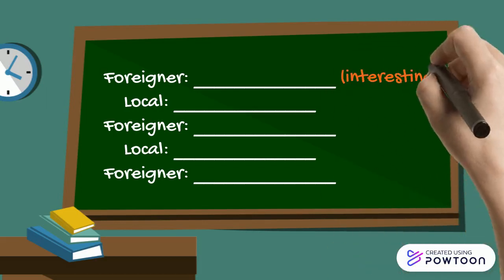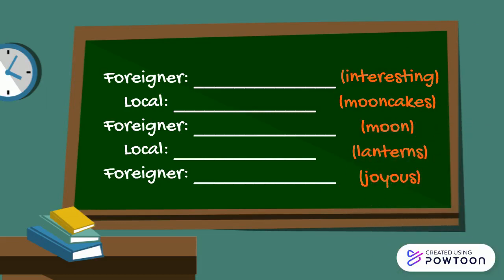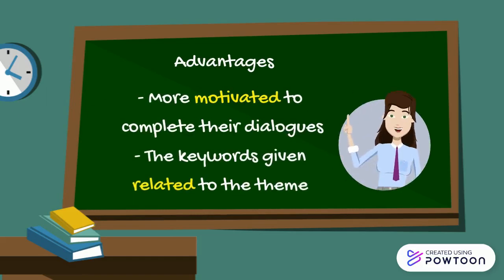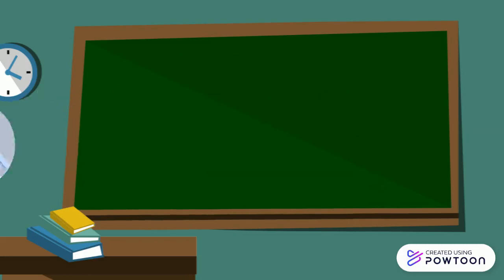Here comes the second step, to include festival-related words in brackets and assist their thinking process. It was during my peer teaching that my classmates suggested this idea, and it is really useful for students. Under the second step, students are more motivated to complete their dialogues with guidance, while the keywords are related to the theme, which may connect back to the language goal.